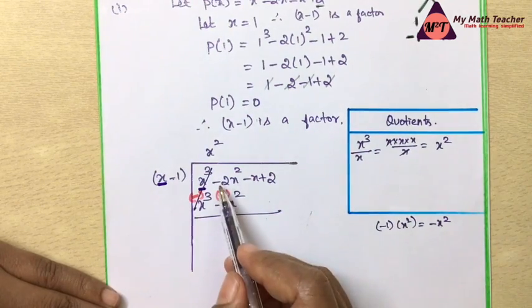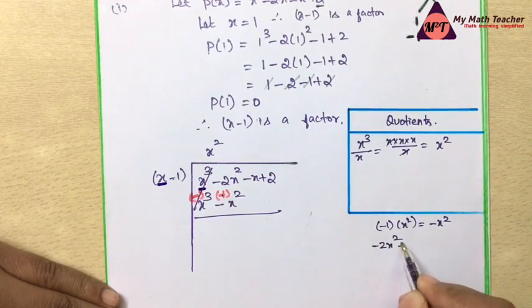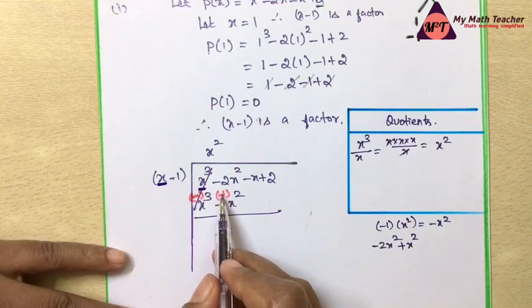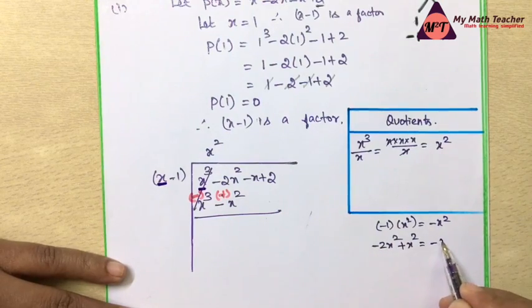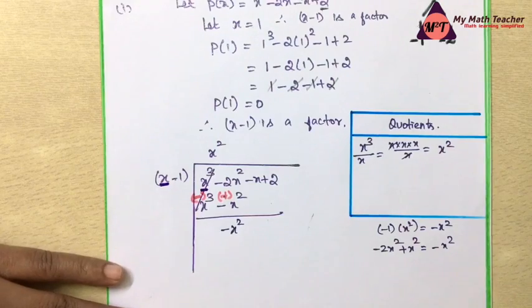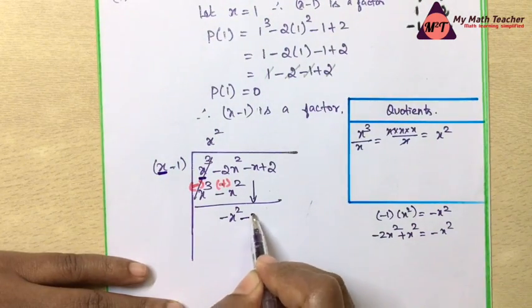Now here minus 2x square plus x square. When you are changing the sign, it has become positive. Now when you add it, what happens? It will be minus x square. Now it is minus x square here. We'll be bringing the next term down. So it is minus x.